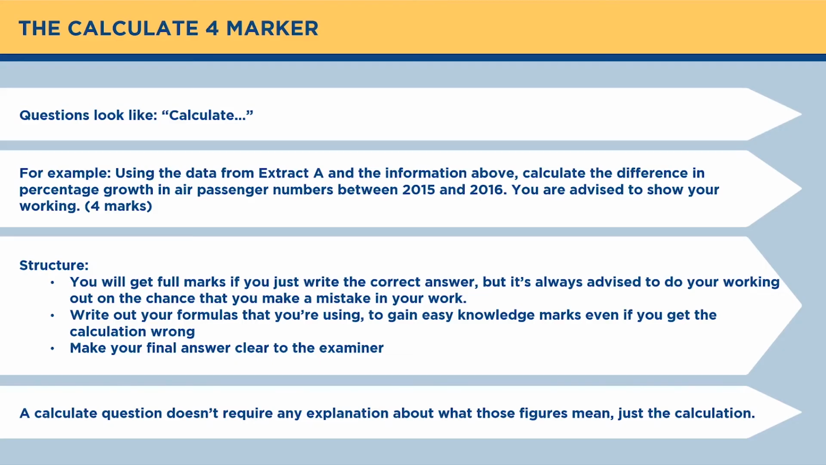It has happened. So write out your formulas that you're using as well. Again, it allows you to gain knowledge marks, even if you get the calculation wrong or you go wrong somewhere. If you can write out the formula, that's going to get you at least 1 mark. And then make sure your final answer is clear to the examiner. I would also add, unless it specifies otherwise, go to 2 decimal places as a default. I always get my students to go to 2 decimal places as a default, unless the question says to go to 3, or unless it says to go to 1 or what have you.